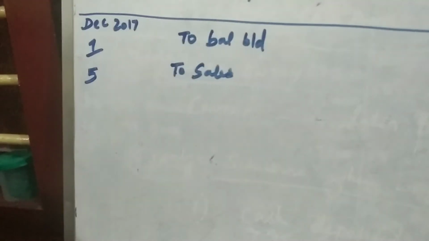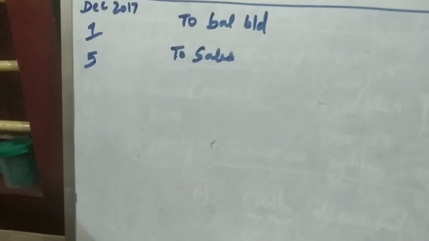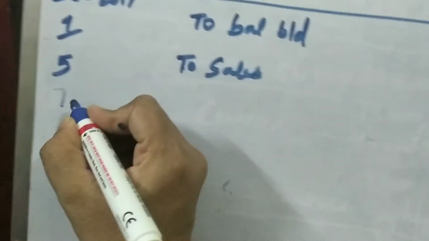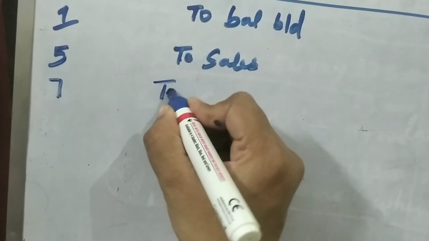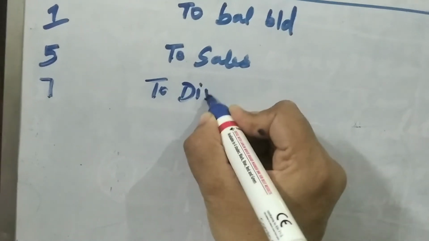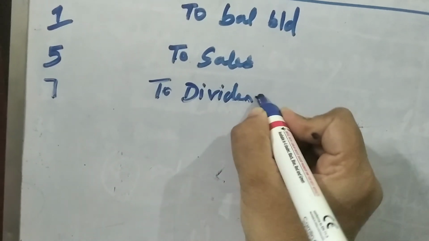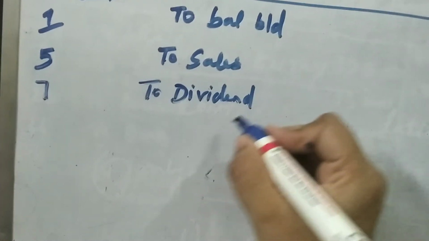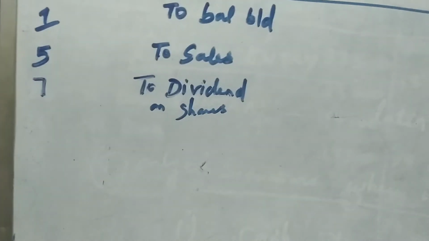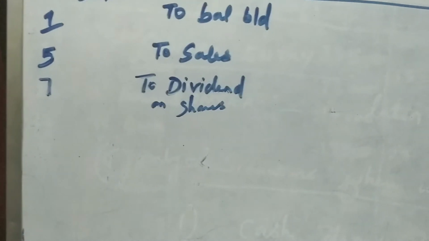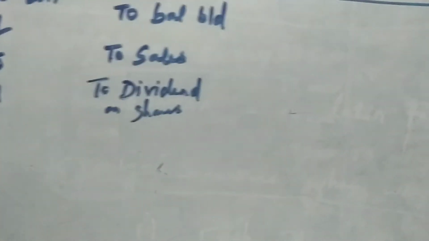Okay. Then on 7th, dividend on shares collected by the banker. So again it is a receipt. On 7th, on the receipt side, you will write "to dividend". Dividend on shares, so it is collected by the banker. So write this 1,000 in the bank column.